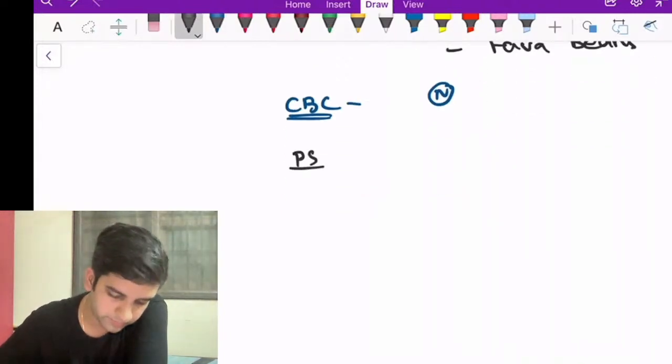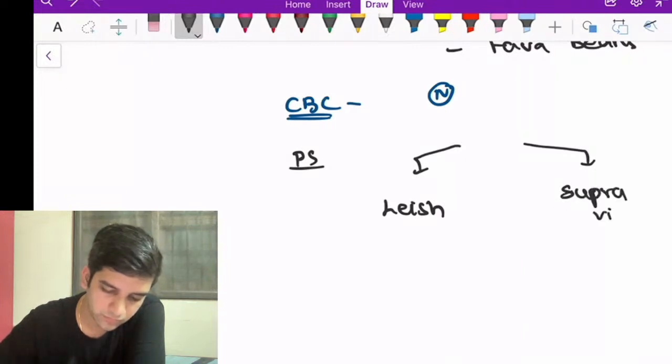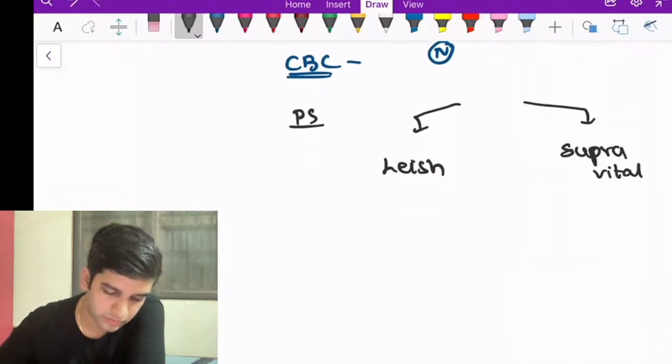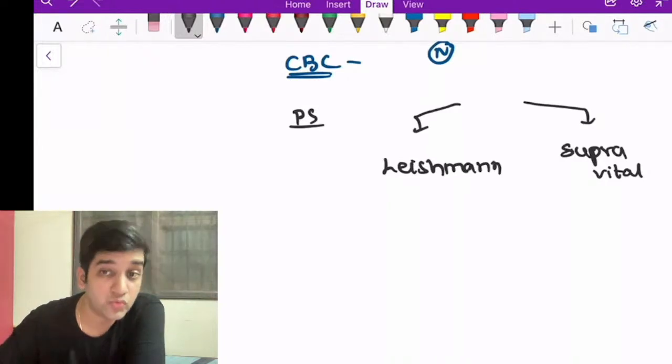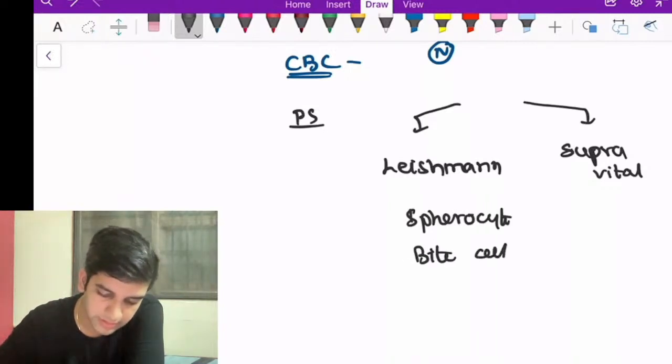Second, peripheral smear. Two stainings in peripheral smear: Leishman and supravital. In Leishman staining, I have two findings here. One is spherocyte. I will see spherocytes here. The other one I'm going to see is bite cell. If the bite cell is incomplete, I call it a blister cell.